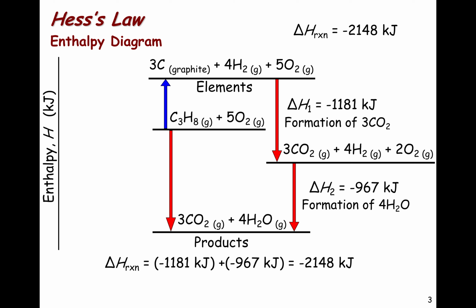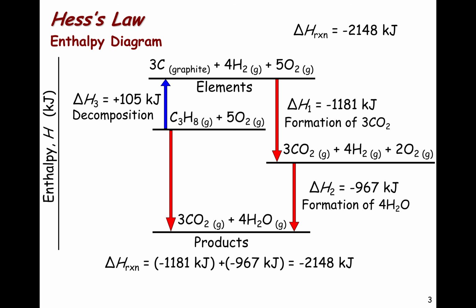It turns out that we could do the same overall process in a different way if we were to take propane, C3H8, and consume some of the propane and do the combustion reaction. We would go down to our products, but we could also remove some of the hydrogen and go to the graphite in an endothermic process, which is the blue arrow going up.